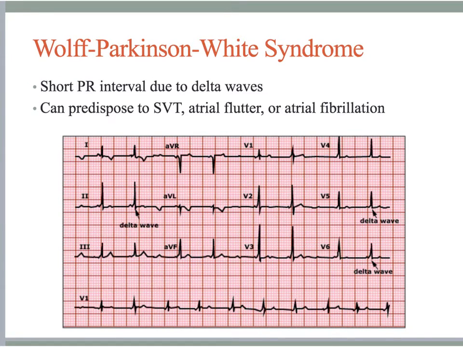Short PR intervals with delta waves are caused by Wolff-Parkinson-White syndrome. An EKG with delta waves is seen on this slide. Wolff-Parkinson-White syndrome can predispose to supraventricular tachycardia, atrial flutter, or atrial fibrillation.